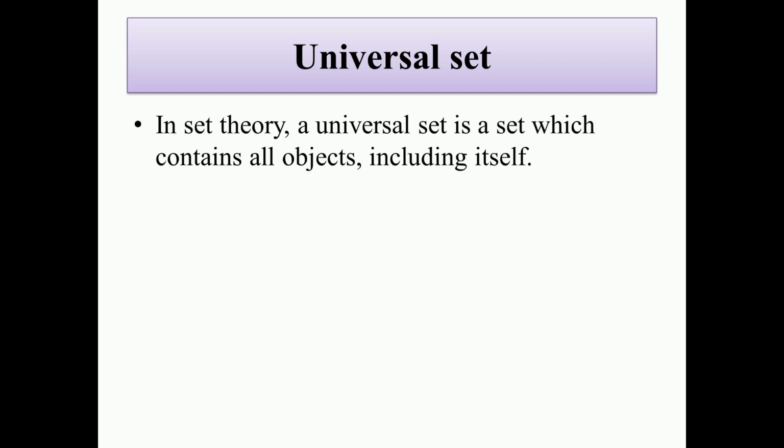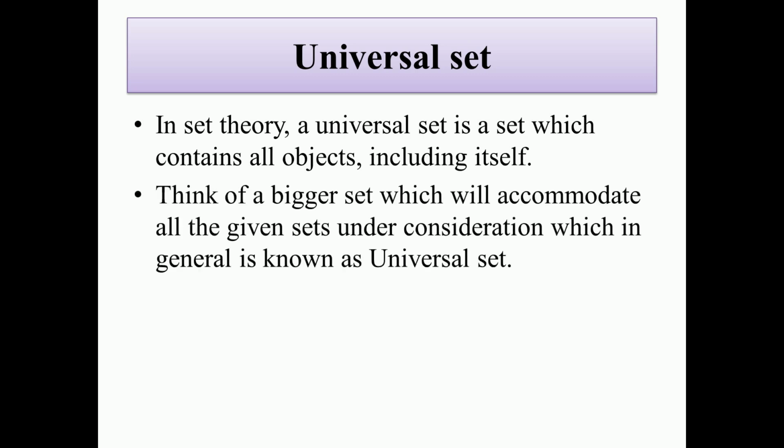So it is a set which contains all the objects including itself. Think of a bigger set which will accommodate all the given sets under consideration, which is known in general as the universal set. It can accommodate almost anything. It is denoted by the capital letter U, but in some books it is also denoted by the capital letter E.